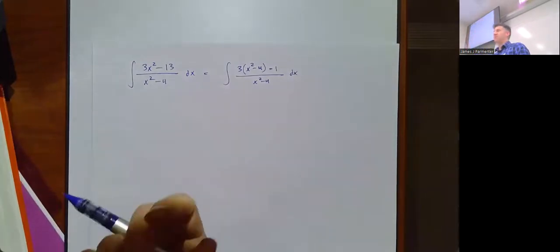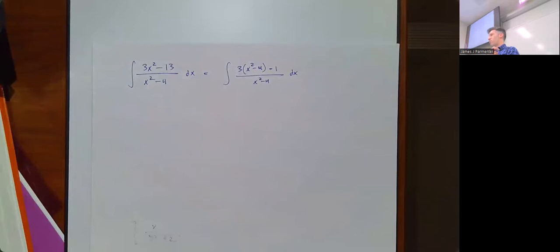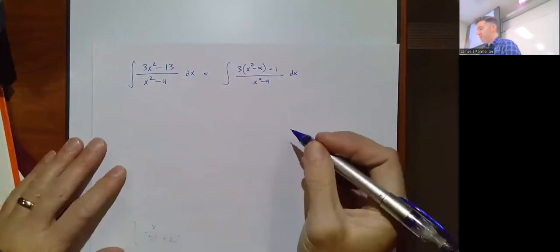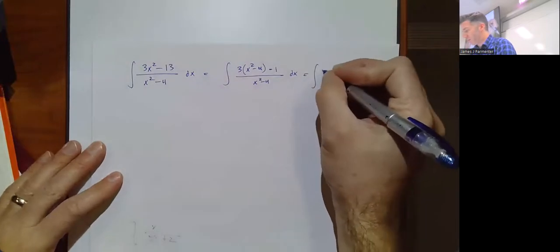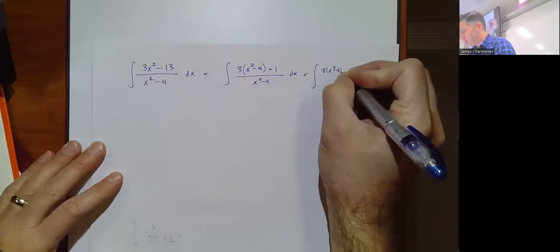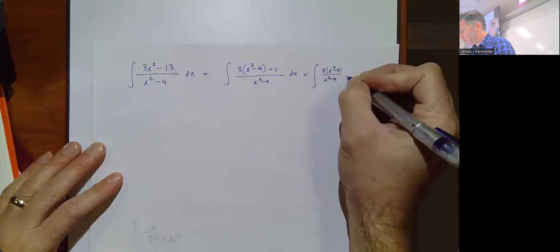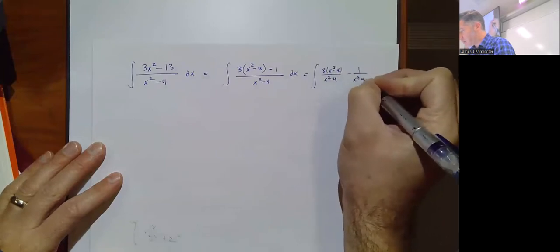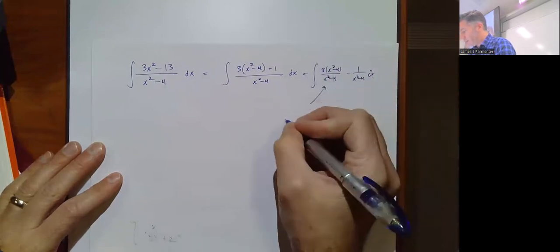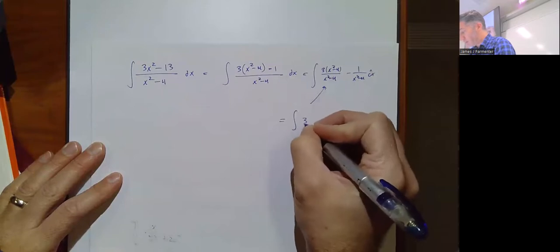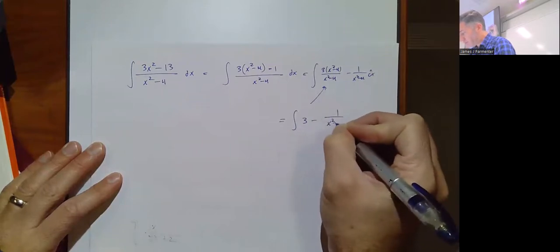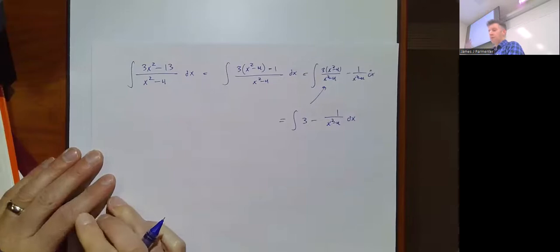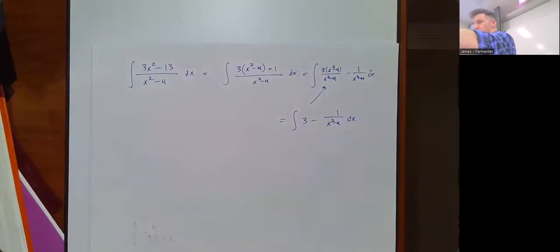That's perfectly fine. It only kind of works in some corner cases. It's not super applicable all the time. But you could totally write this as the integral of 3 times x squared minus 4 over x squared minus 4, minus 1 over x squared minus 4. And then this part is going to become just the integral of 3. Okay. But back to the one we did before.